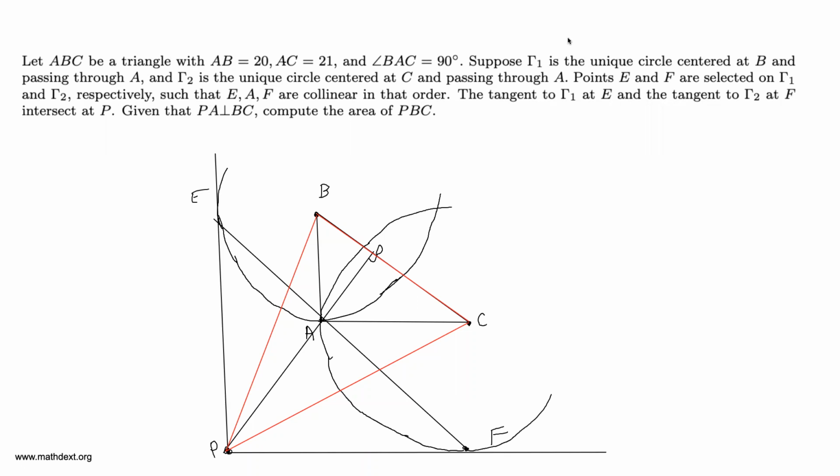All right, so first of all, I've drawn the intersection of PA and BC. They intersect at D, and this is a right angle over here. Now I'm going to claim, first of all, that P lies on the radical axis of the two circles.